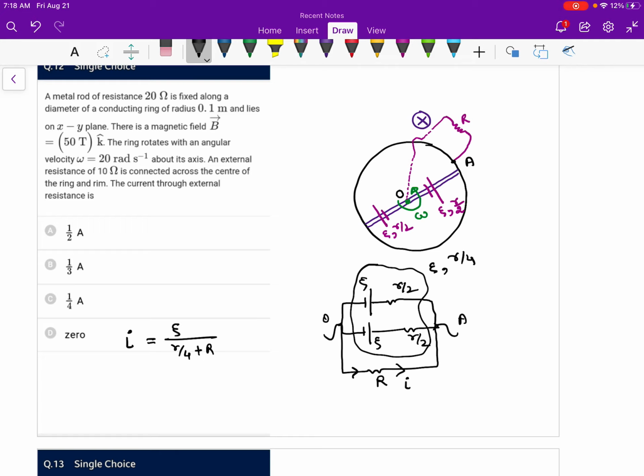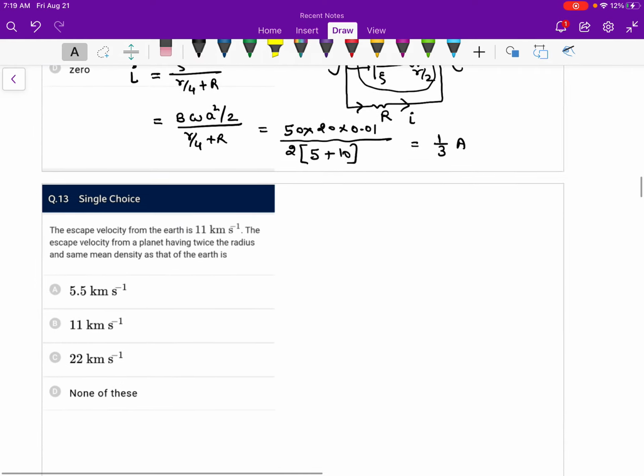Now E is B omega radius square by 2 upon r by 4 plus capital R. So B is 50 Tesla, omega is 20 radian, and radius is 0.1 meter, so 0.01 by 2. r by 4, resistance of rod is 20, so 20 by 4 is 5, plus external resistance which is 10. So this gives 1 by 3 ampere. So B is the correct option.